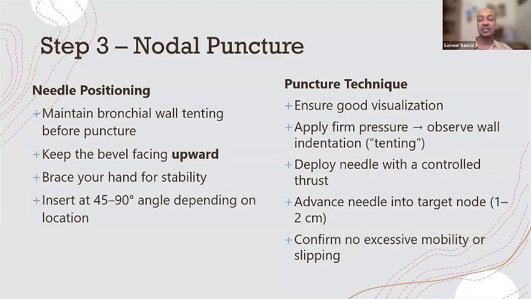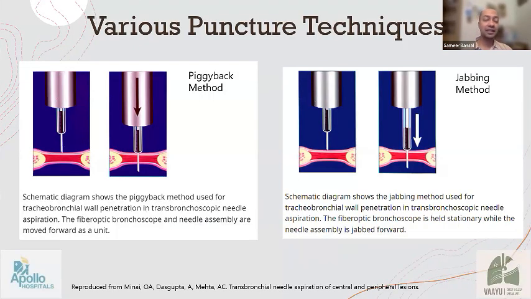Apply firm pressure, which is again the indentation or the tenting, and deploy the needle with controlled thrust. Once you do that, advance the needle into the target node about 1 to 2 centimeter. And this is something which is very important. Do not generally go very deep because you don't really know where exactly you are. You may be hitting one of the vessels out there, and confirm that there is no excessive mobility or slipping. I'll be showing a video subsequently.